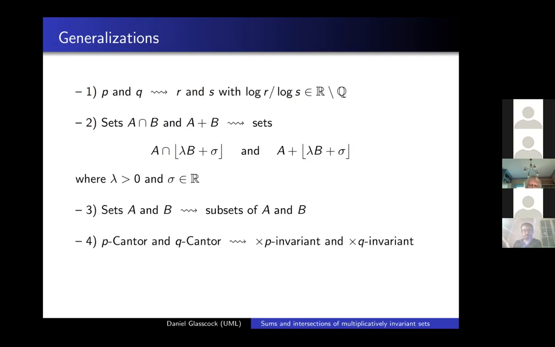P-Cantor and Q-Cantor, these words, can change to times-P invariant and times-Q invariant. Times-P invariant and times-Q invariant are structures that are more general than P-Cantor and Q-Cantor. And I'm going to tell you about that in just a minute, because I want to try and sell that here. I want to try and get everyone interested in this, because I think it's new and interesting. And cardinality can be replaced by a discrete Hausdorff content.